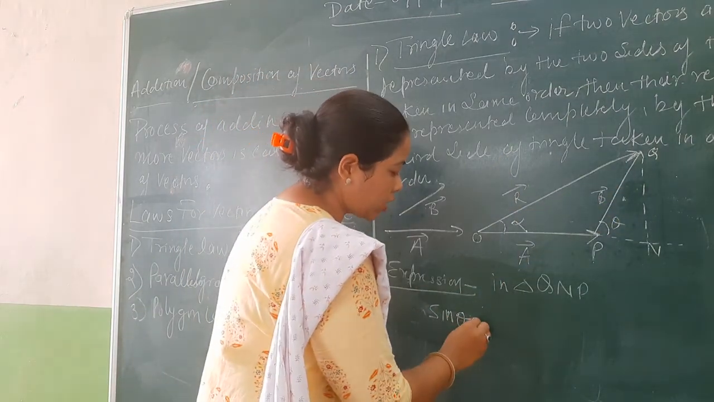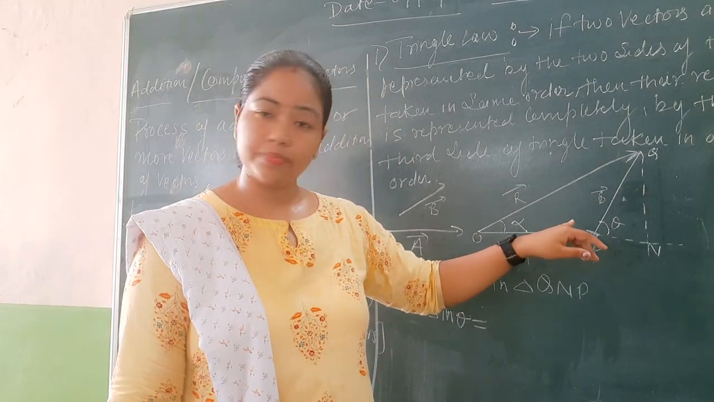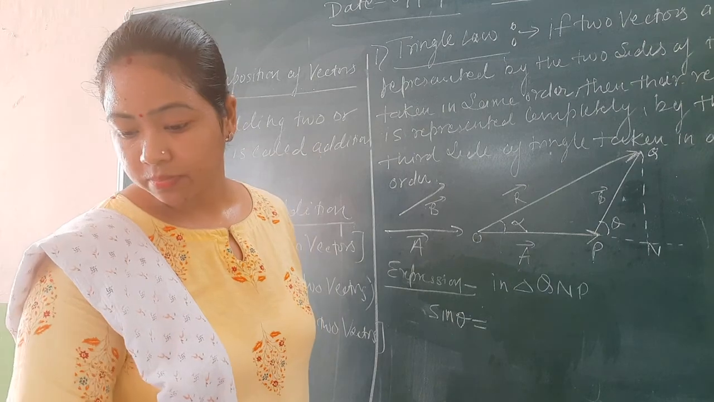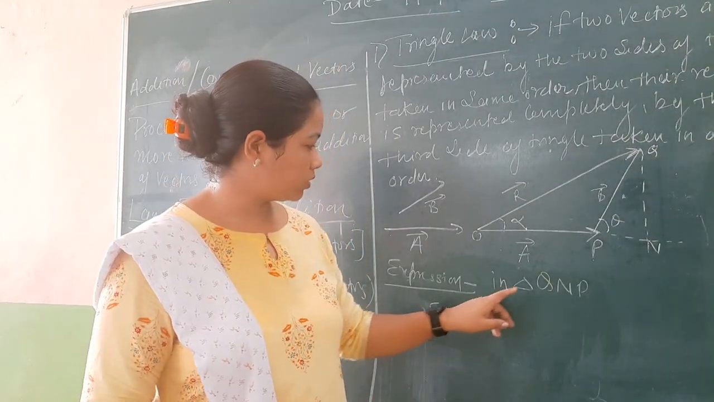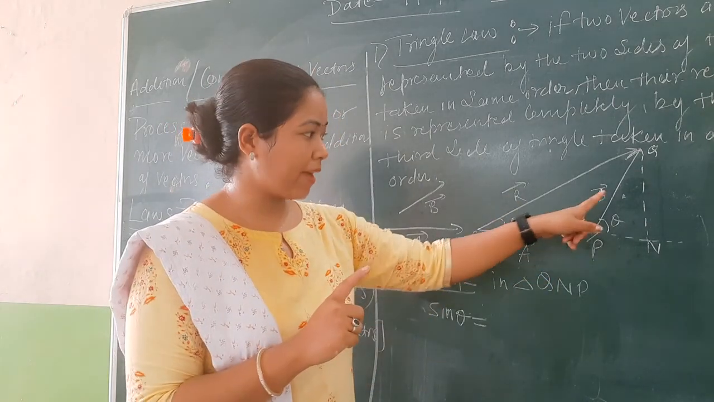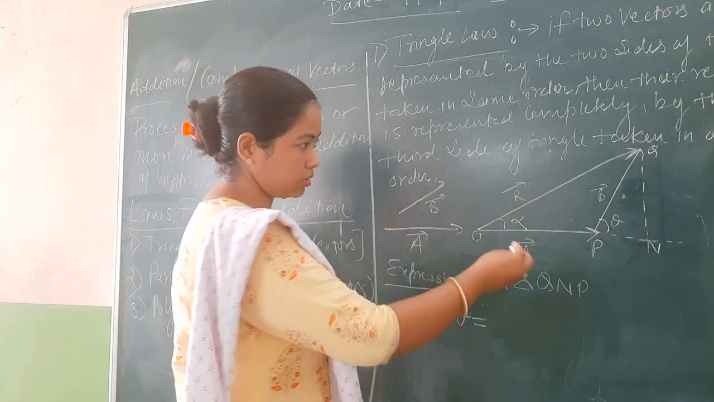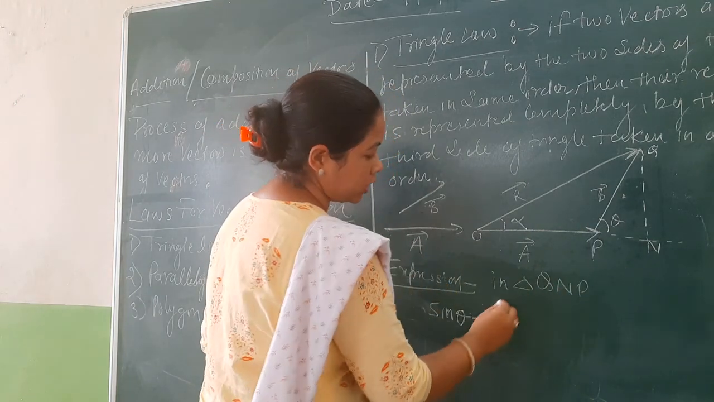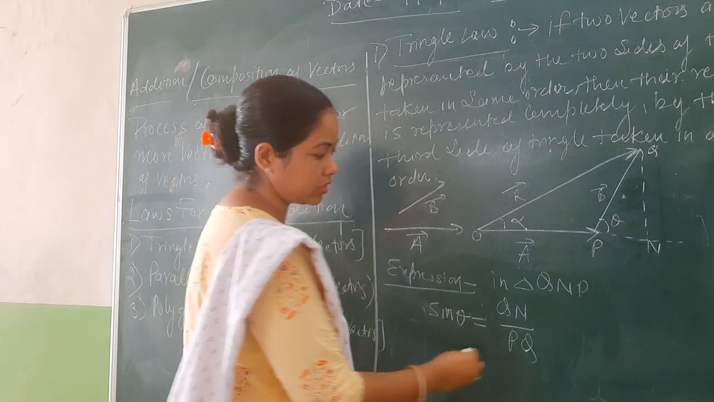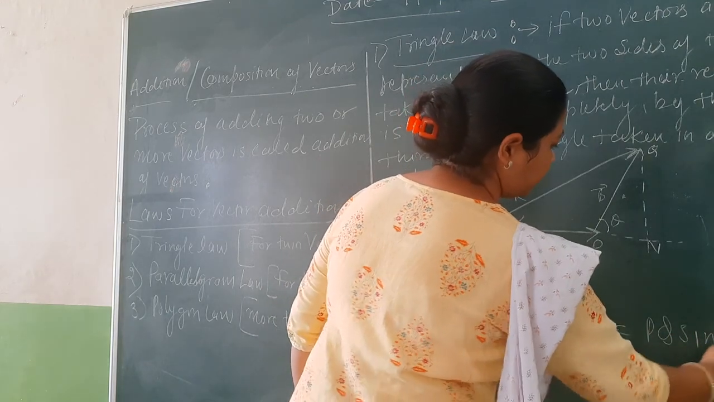So how will we calculate the value of sine theta? Sine theta will be calculated as perpendicular upon hypotenuse, right? Perpendicular upon hypotenuse, not perpendicular upon base. You just do that correction. So perpendicular is QN and hypotenuse is PQ. So from here we will get the value of QN. QN will be equal to PQ sine theta, right?